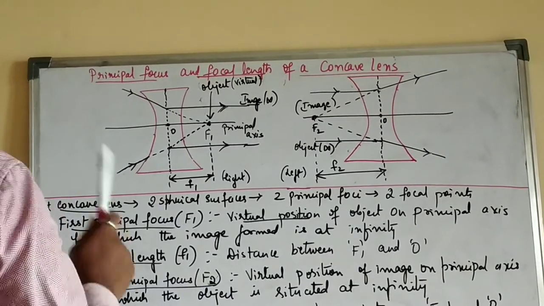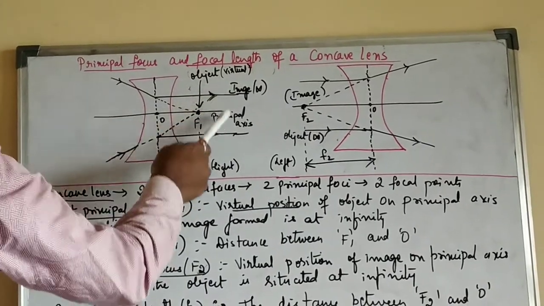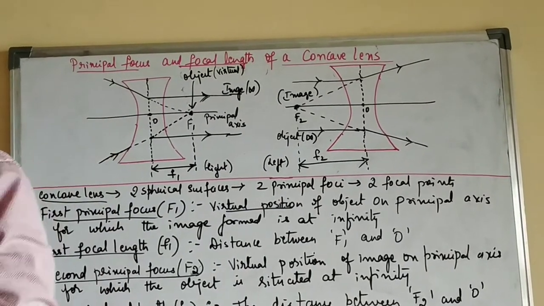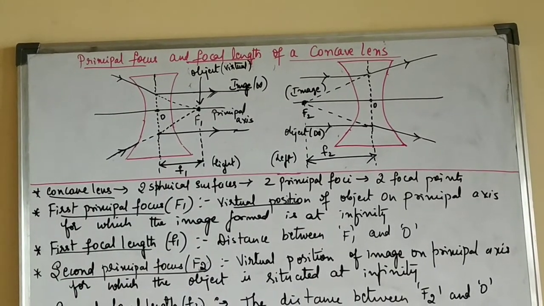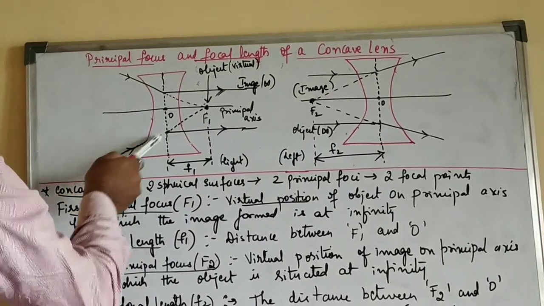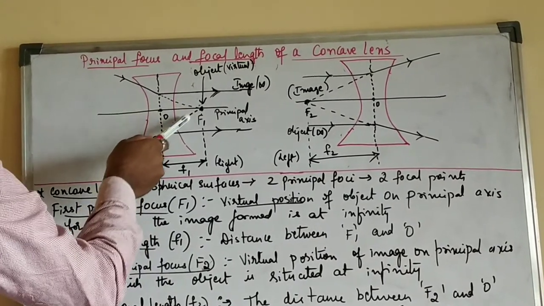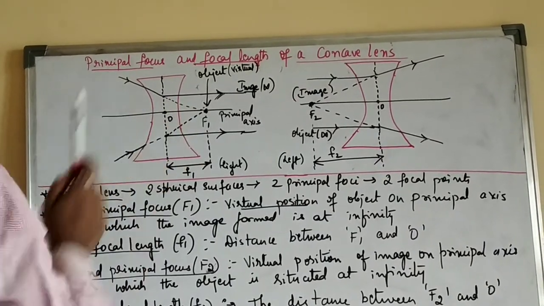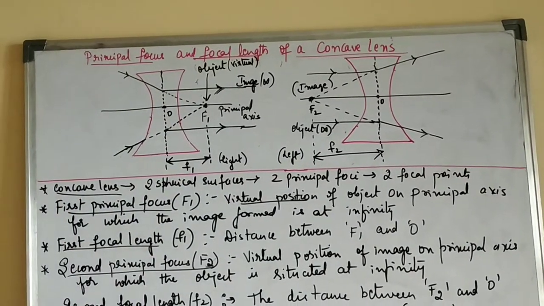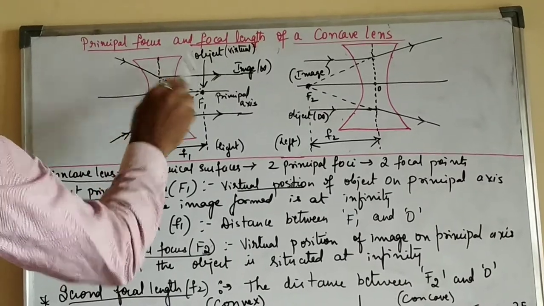Now, see here, the refracted rays are going parallel to the principal axis. In order to get the first principal focus, you have to virtually extend these two incident rays backward, in dotted lines, so that they both converge at one point, which is called F1. Now this F1 is a virtual point.